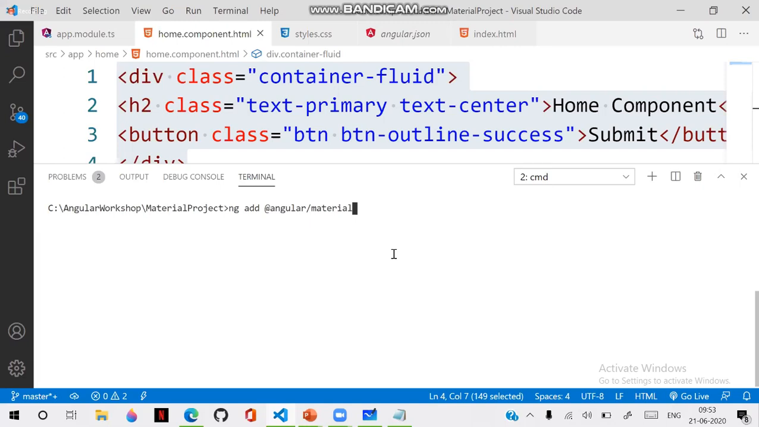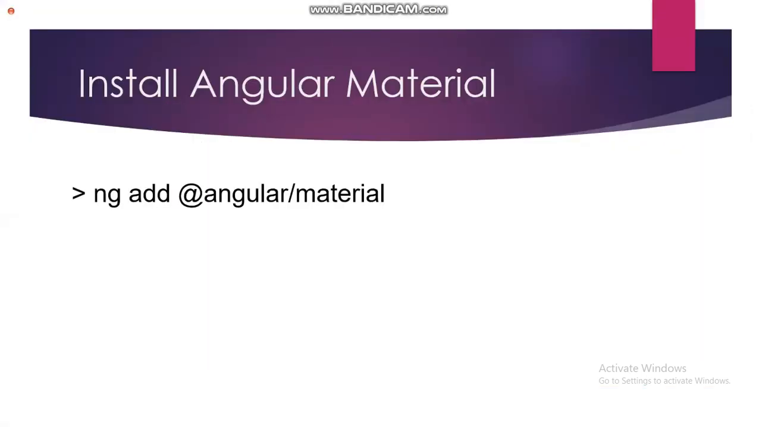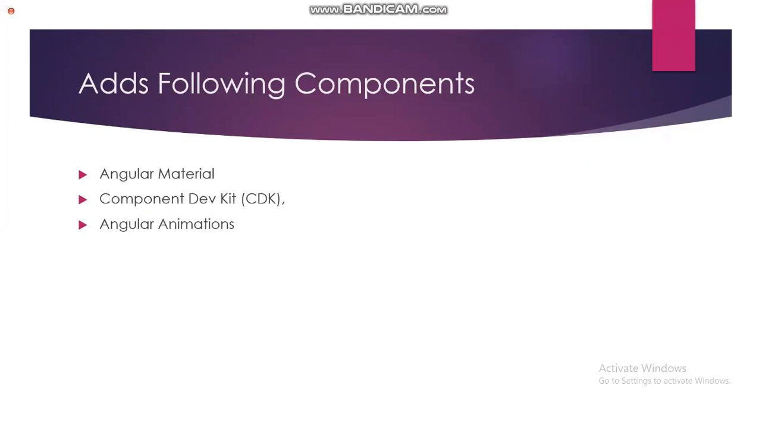So we are adding Angular Material. When you are adding Angular Material, there are some important points you need to see. First, when you add Angular Material, it is going to add three important things to your project: Angular Material, the Angular Component Development Kit, CDK generally, and Angular animations.